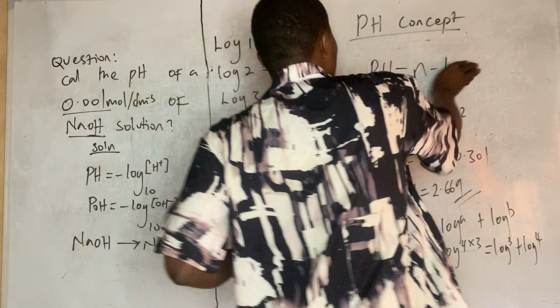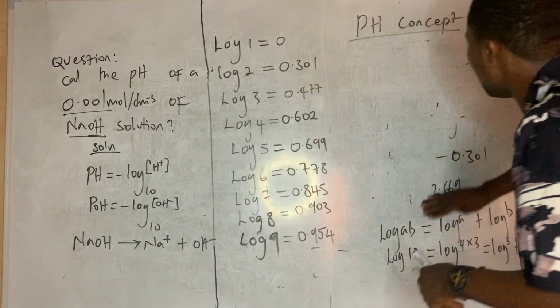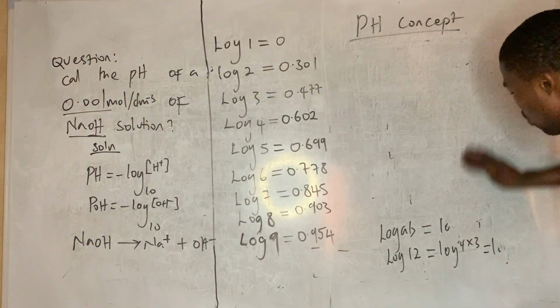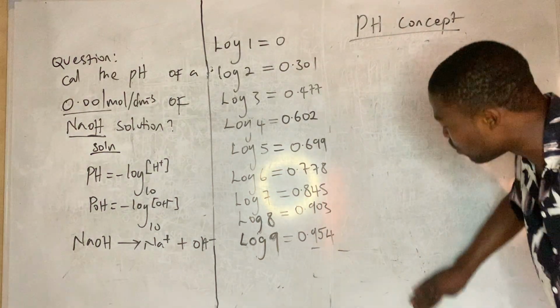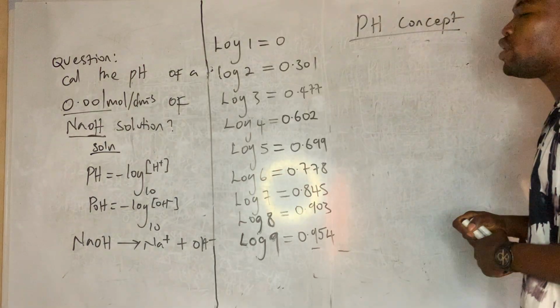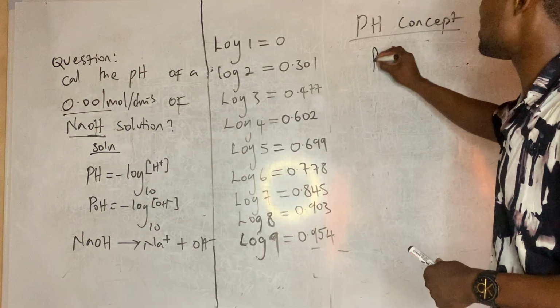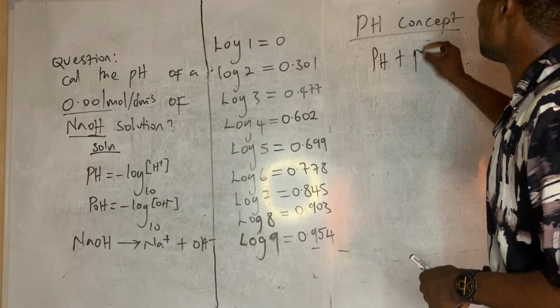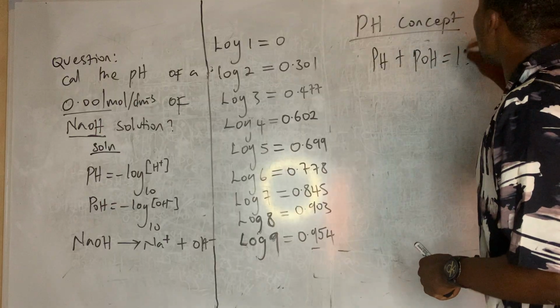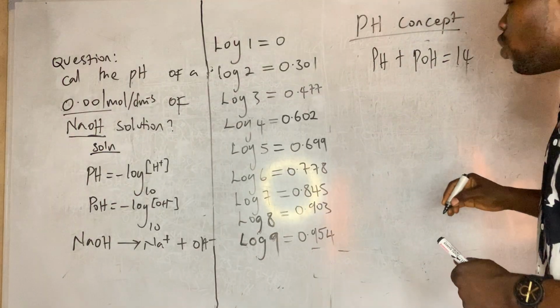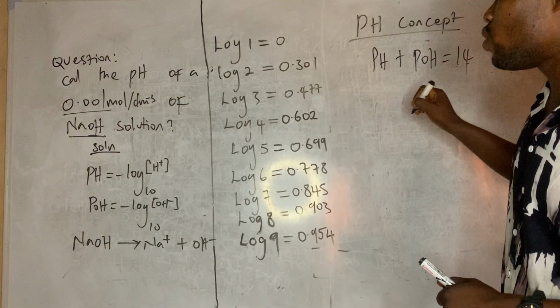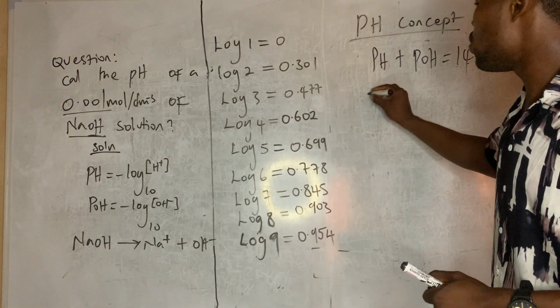Let me solve it here. In this kind of simple case, we first calculate the pOH, not forgetting that pH plus pOH is equal to 14. So now let's quickly solve the first one. Let's get the OH ion concentration.